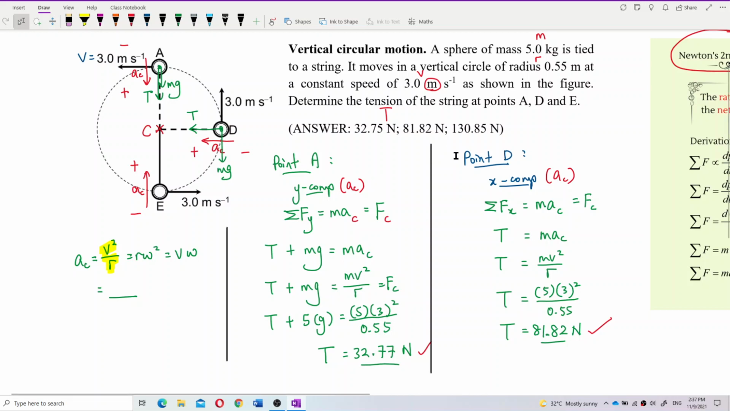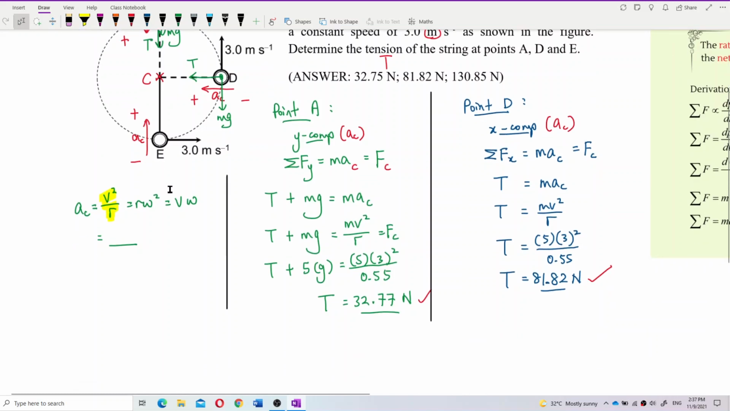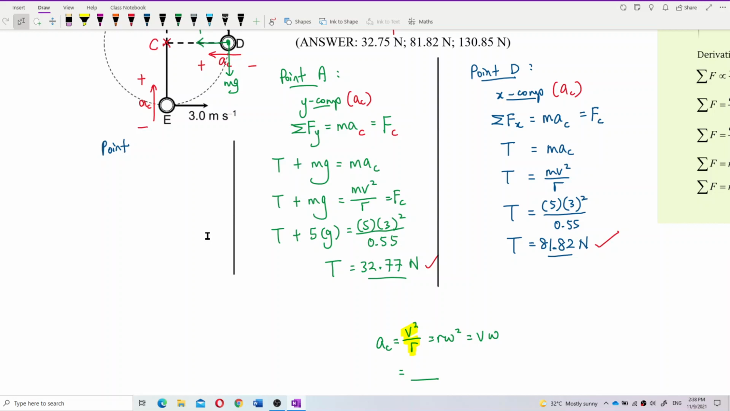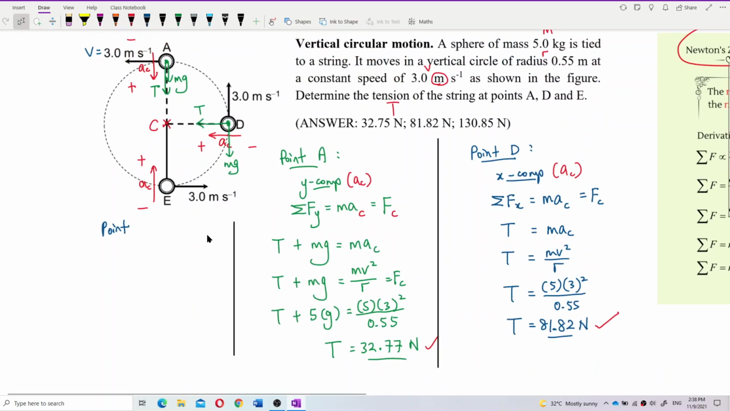Okay, lastly, let's check point E. Point E is at the bottom here. So how do we do point E? Never mind, give me one second, I'm rearranging a little bit. Okay, now point E. Let's do point E.